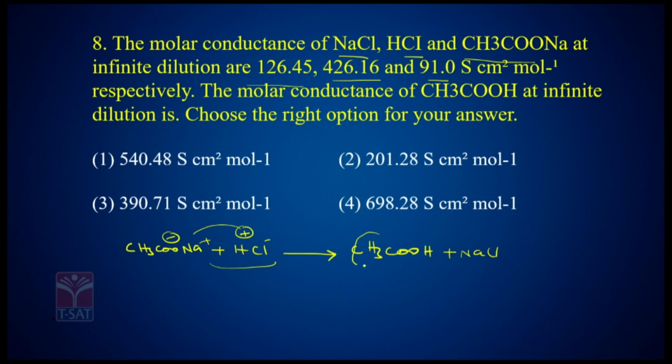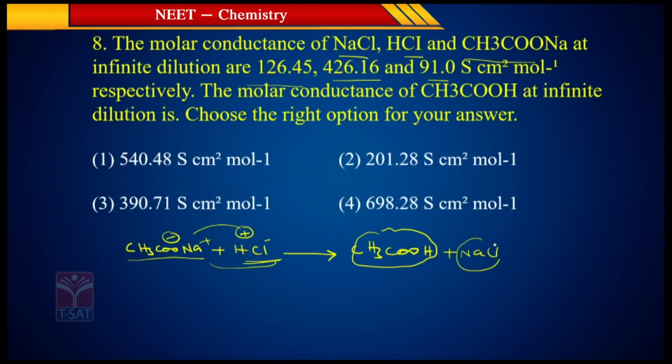What he is asking is the molar conductance of CH3COOH. If you want to get the molar conductance of CH3COOH, what you have to do? You have to add the molar conductance of CH3COONa and HCl and subtract NaCl. You have given the molar conductivity of sodium acetate, hydrochloric acid, NaCl. Add the molar conductances of sodium acetate and hydrochloric acid and subtract NaCl, so that you are getting CH3COOH, right?